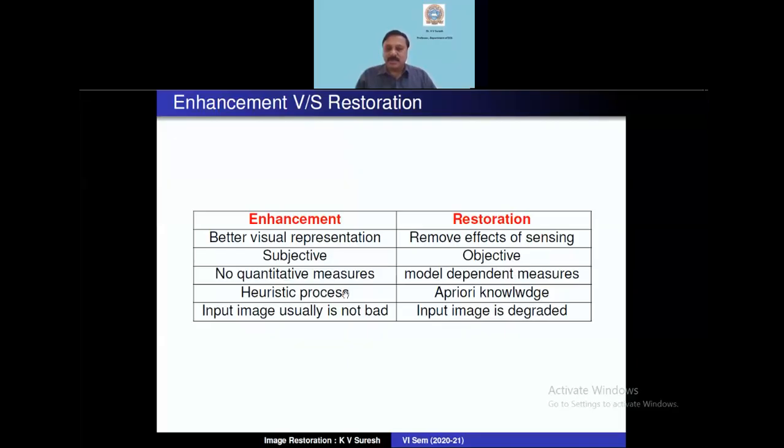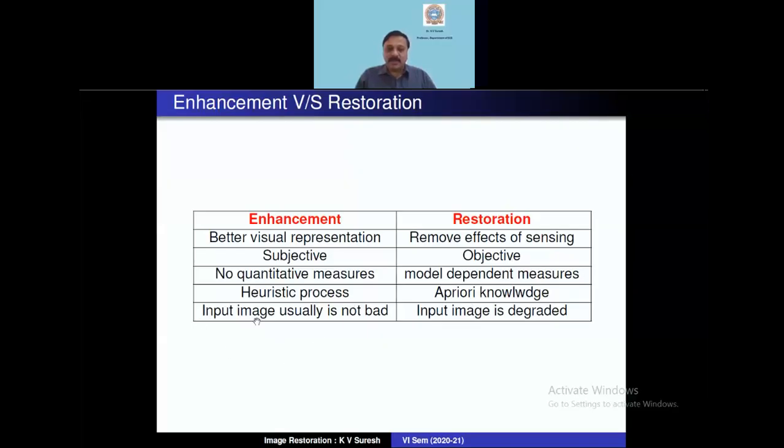And enhancement is a heuristic process. Nobody told you that first use image negative, then use image logarithmic transformation, something like that. You had to apply the technique, and then you had to decide whether it is doing good for me. There is a spelling mistake here, please correct it. Restoration depends on a priori knowledge. That means what is the degradation that has taken place, and depending on that, I do restoration.